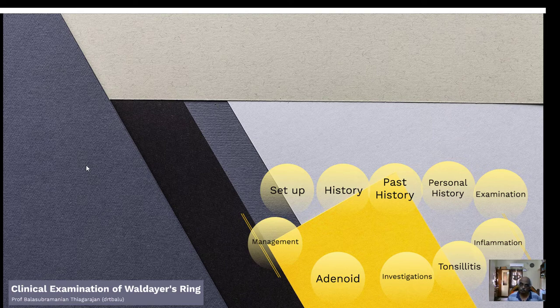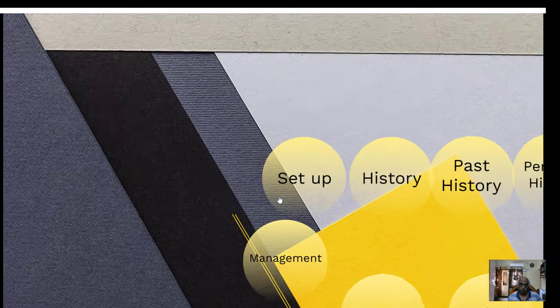specific reference to palatine tonsil, adenoid, tubal tonsil, and then investigations of all these conditions, and then management of the same. You'll also be seeing videos of commonly performed surgical procedures to alleviate the patient's symptoms caused by inflammation of Waldeyer's ring. Now let us go to the setup.